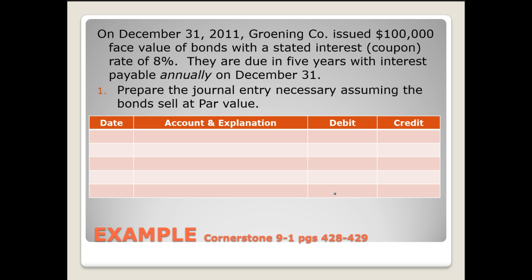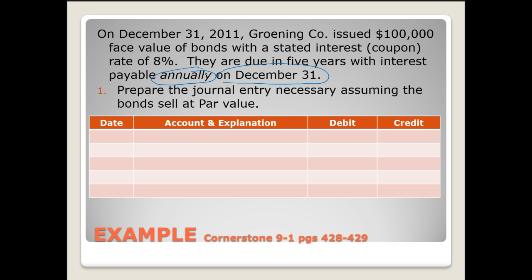Let's start with an example, Cornerstone 9-1 in your textbook. We've got Groening Company, which issued $100,000 face value of bonds with a coupon rate of 8%. The bonds are due in 5 years, and the interest for our purposes in this problem is paid annually every December 31st.